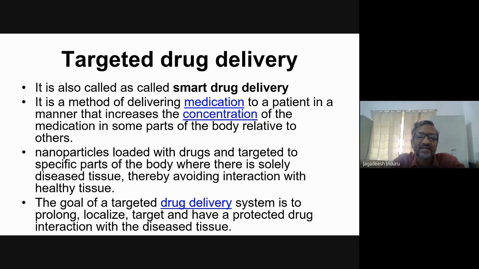That carrier needs to be smart enough to avoid any contact with any other body part except the body part we intend to deliver to. Thereby they avoid interaction with the healthy tissues. They will not have any interaction with the other healthy tissues. It only interacts with the diseased part.